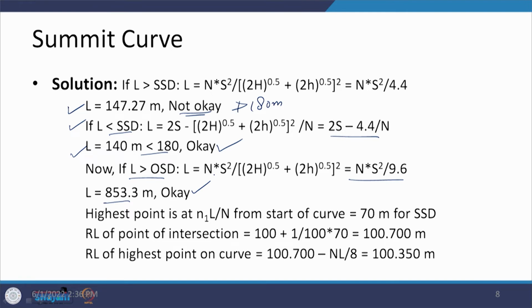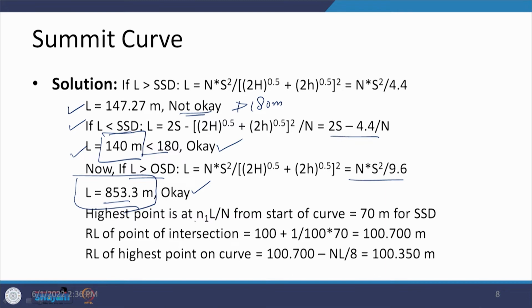So, if we have to go for a summit curve so as to satisfy the safe stopping sight distance only, then we can go for 140 meters. But if we are also assuming that overtaking is to be provided, then we have to think of around 850 meters to be considered as the length of the curve in this case.